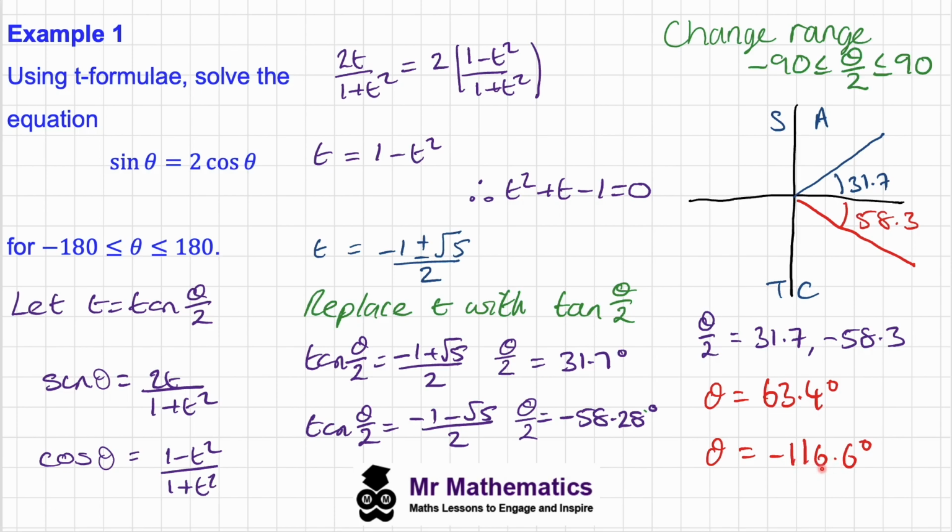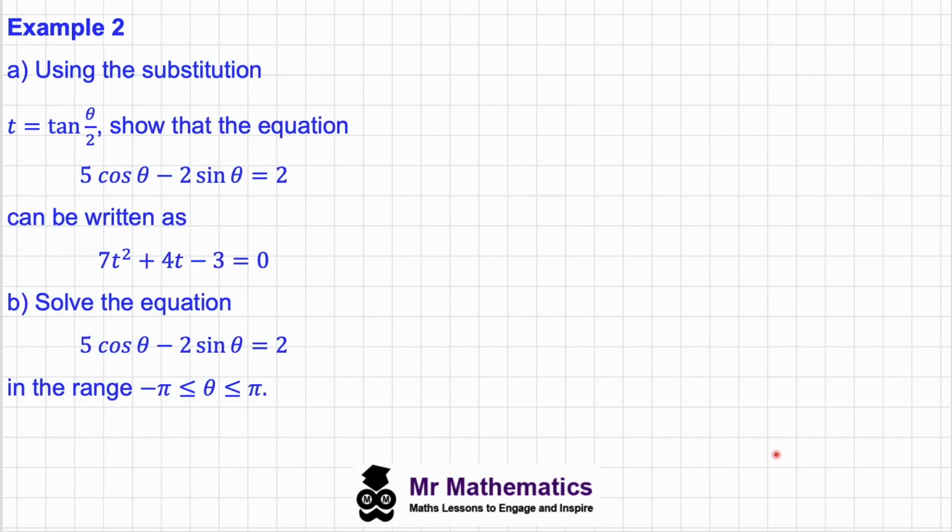Okay? So in example 2, we're going to look at a slightly more complicated equation. Using the substitution that t equals tan of theta over 2, show that this equation can be written in this form, and then we're going to use this form of the equation to solve the original in the range of negative pi to pi. Because we know that t is tan of theta over 2, we can use the standard formulae for cos theta and for sine theta, and we can substitute each of these into the original equation.